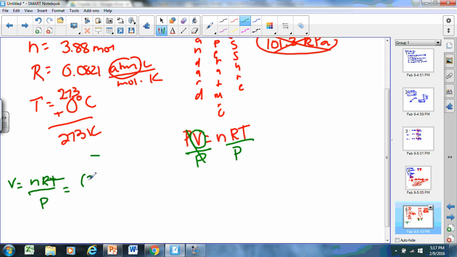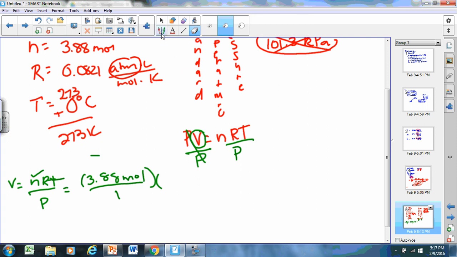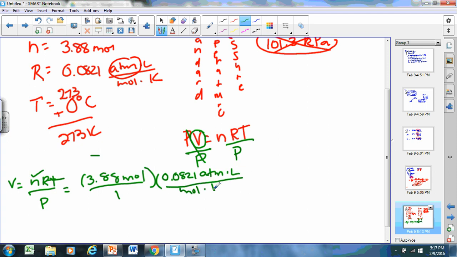So what is n? 3.88 moles. And if it bugs you that there's nothing downstairs, put a 1. Check. What is R? 8.3. Sorry, I lied. That's what it is when we're in kilopascals. I'd like to say I did that on purpose, but I didn't. R is 0.0821 atmospheres times liters over mole times K. And then check, what's the temperature? 273 K. If it bugs you that there's nothing downstairs, put a 1.